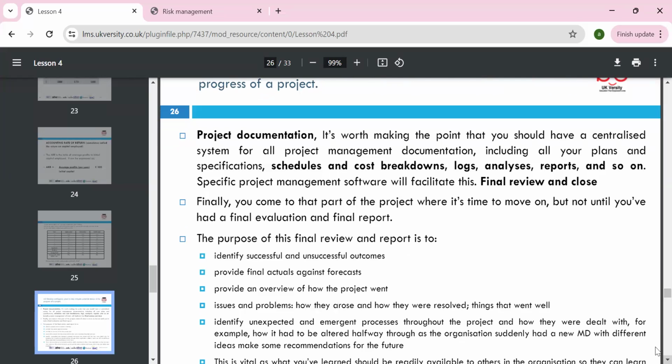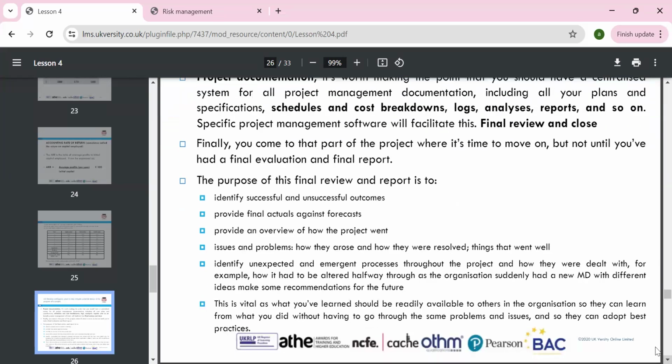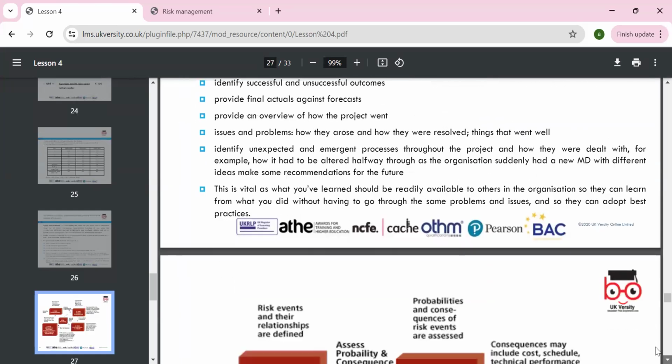Finally, you come to the project final review, where we identify the success and failure criteria. We need to identify the success and unsuccess criteria, the project final actual, and the gap against the forecast. We can look at the reviews, the issues and problems in the project, and you have to measure the contingency plan.